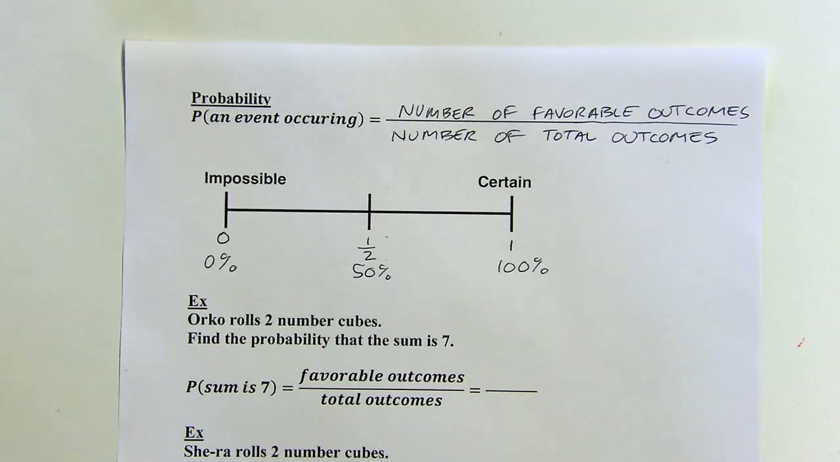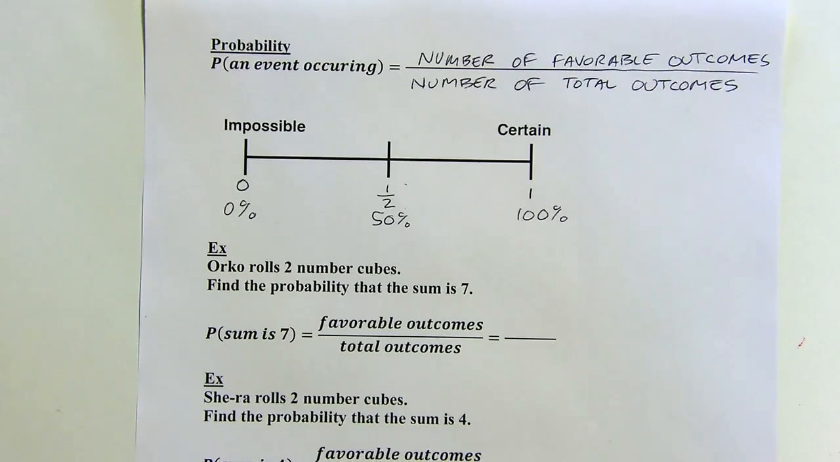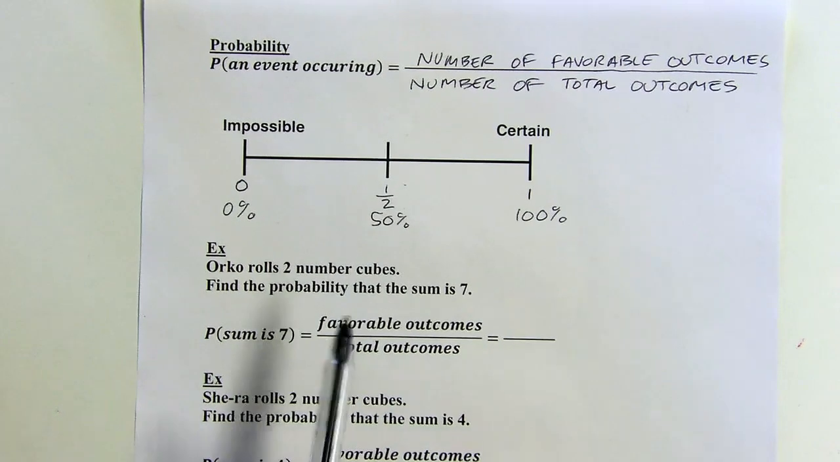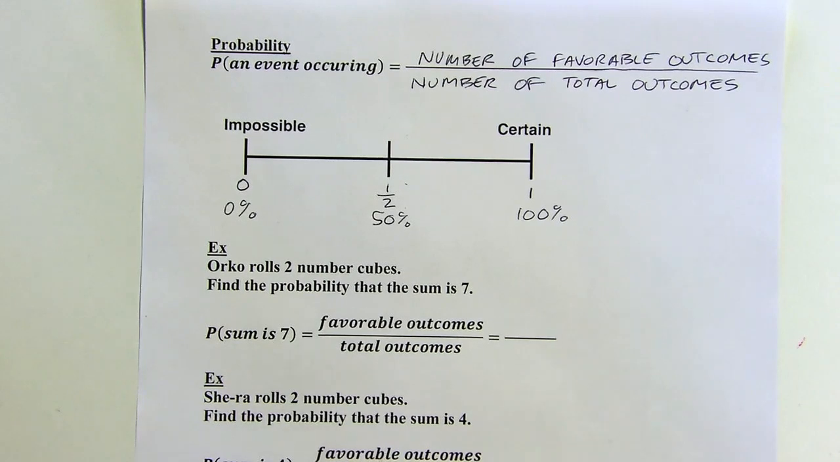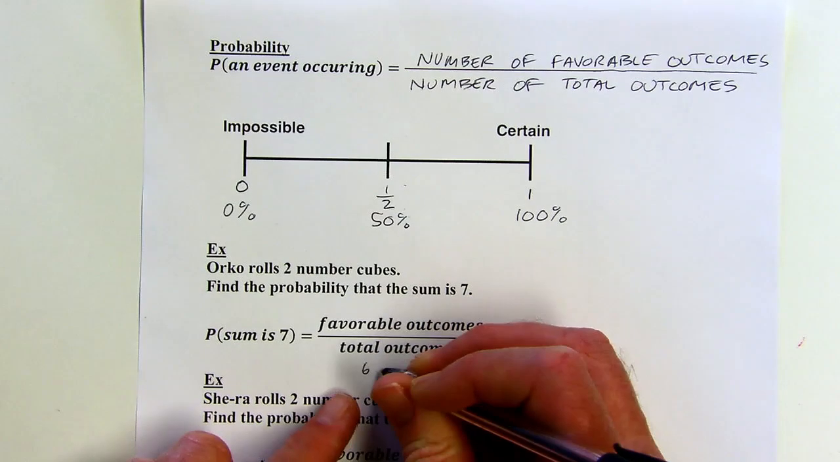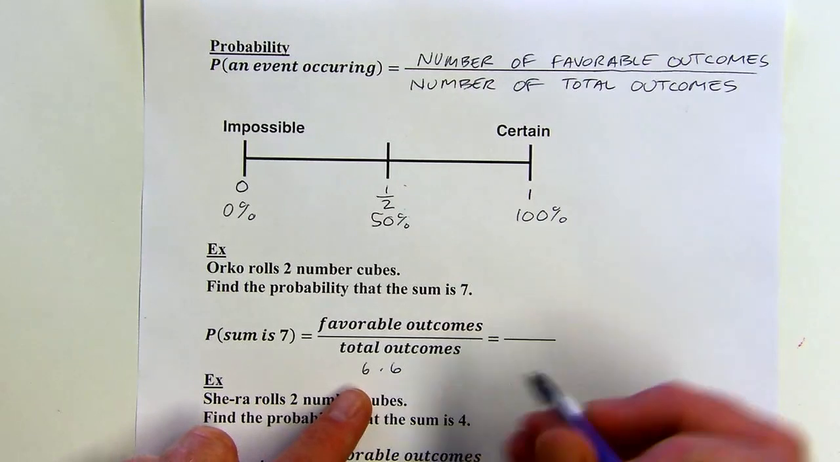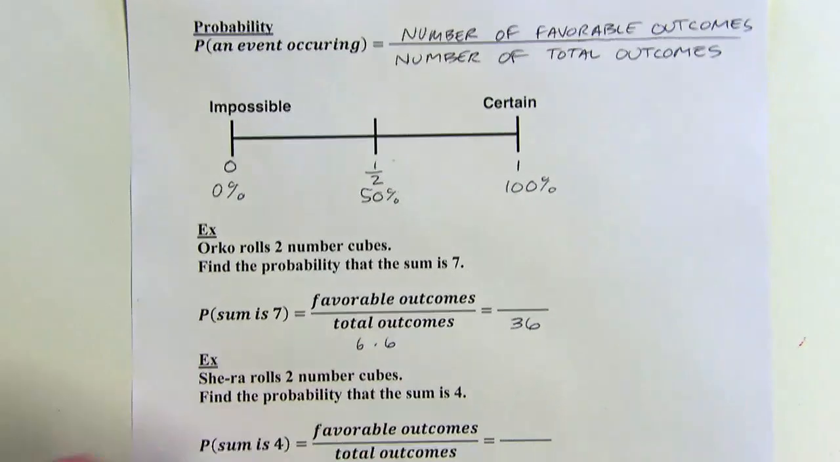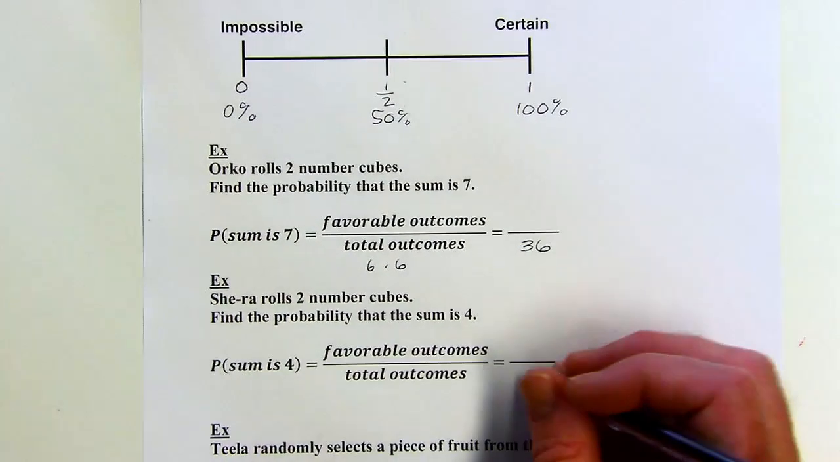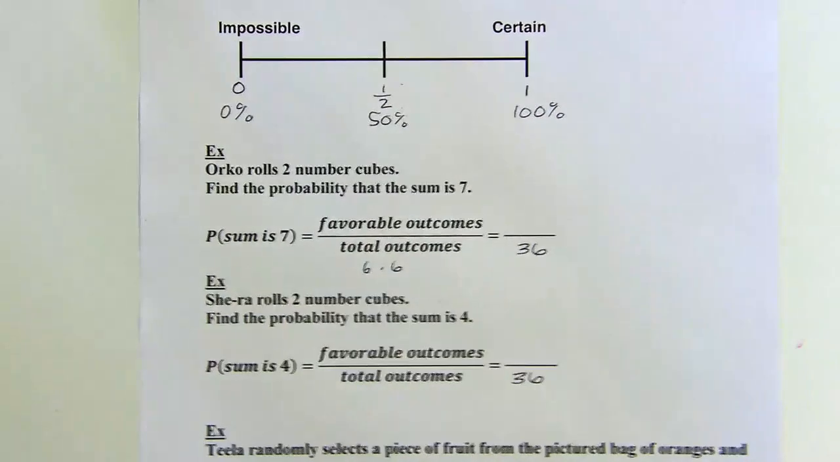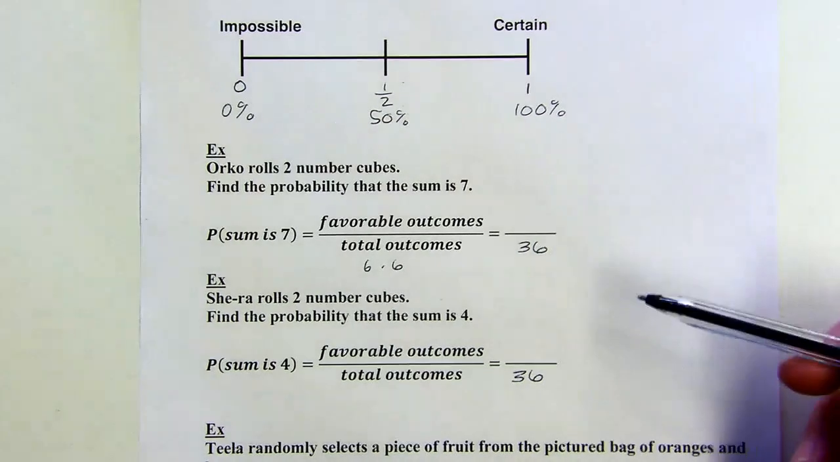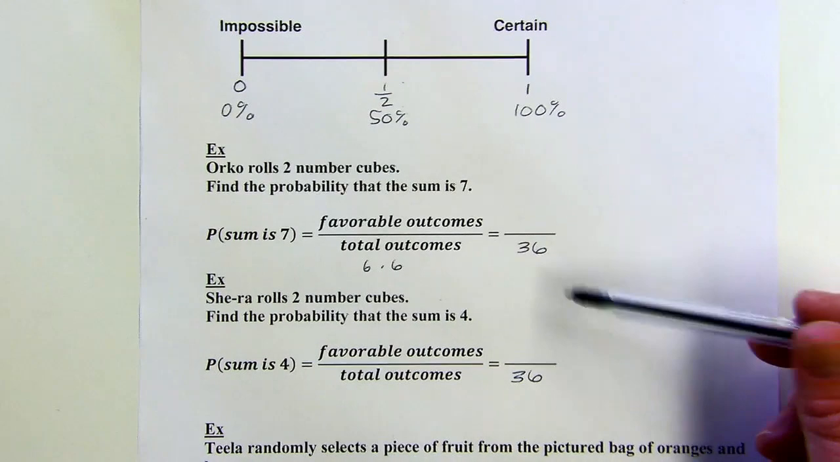Okay, so let's look at some examples. Orko rolls 2 number cubes. Find the probability that the sum is 7. Anytime we're rolling 2 number cubes, the total amount of outcomes, we did that example on the last page. 6 things could happen on the first number cube and 6 on the second. So the total is always going to be 36 for rolling 2 dice. The same thing goes for the next problem as well. A lot of the work is going to come from figuring out the number of favorable outcomes.